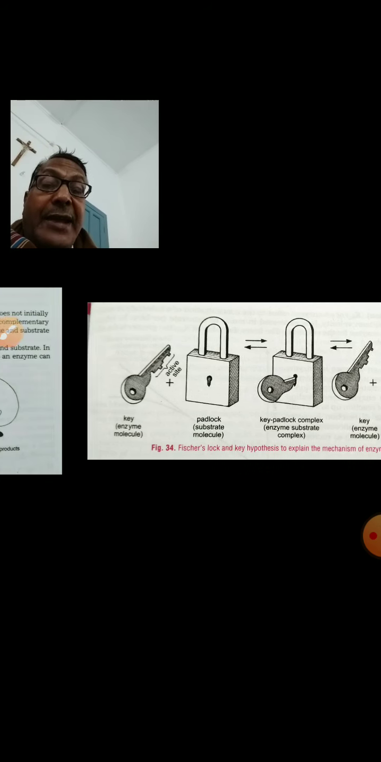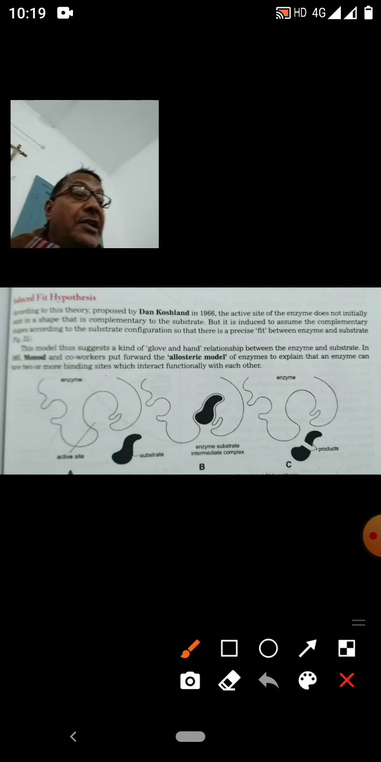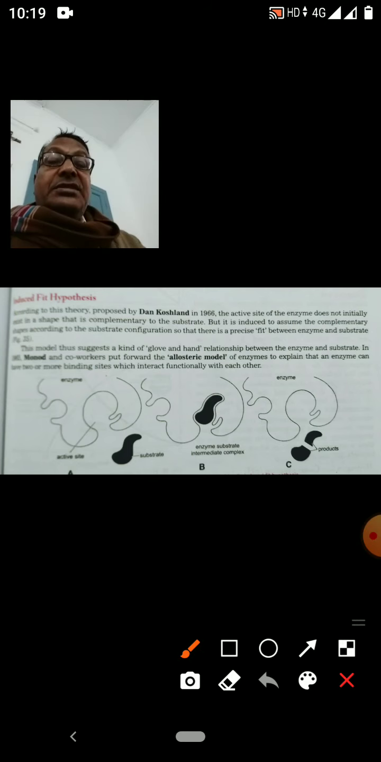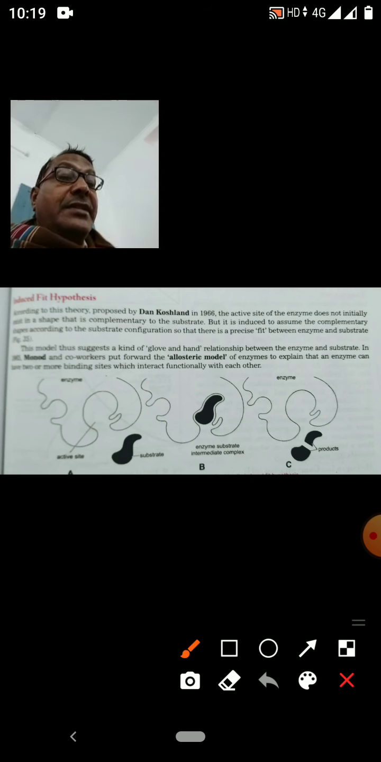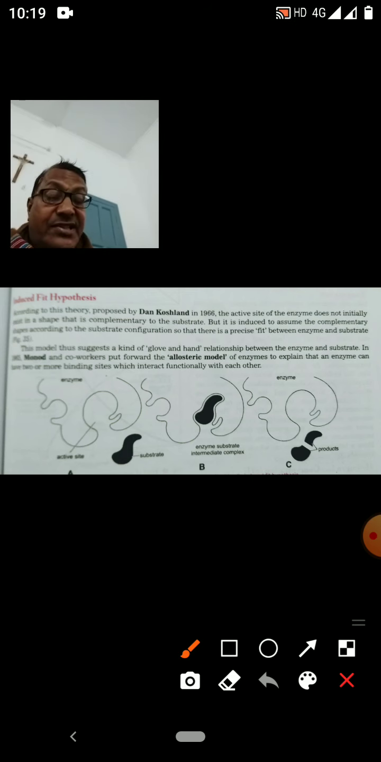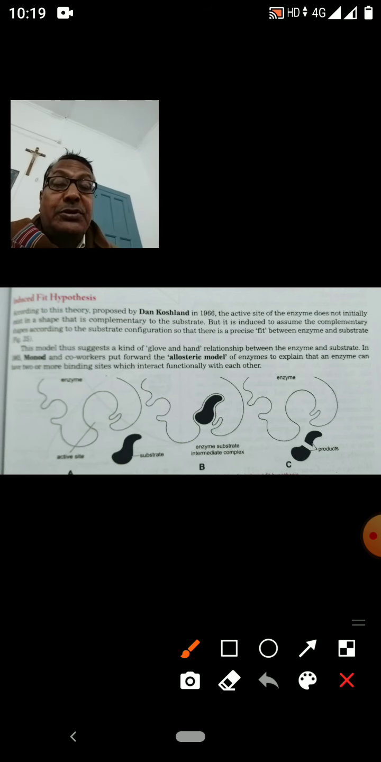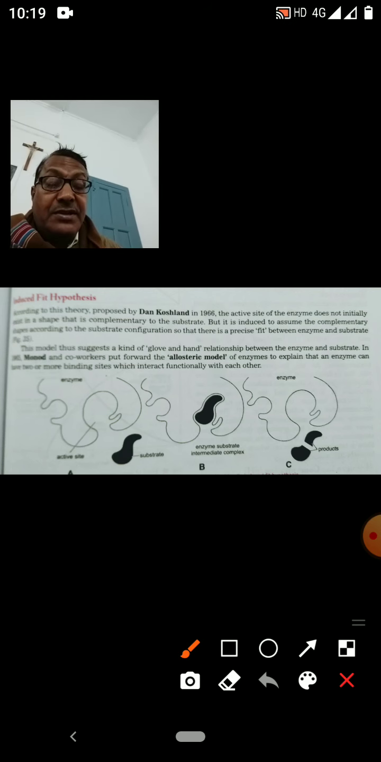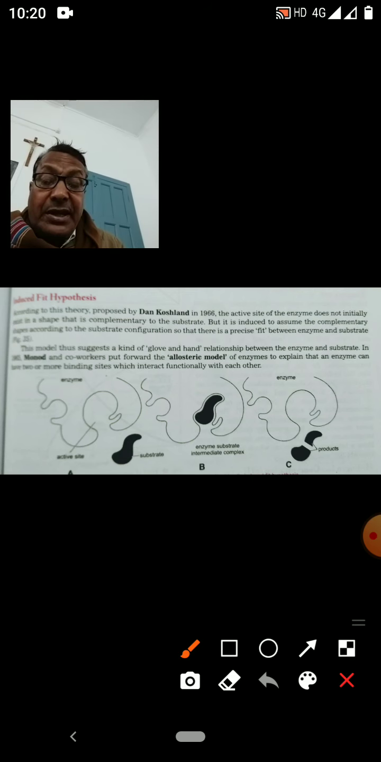There is one more hypothesis that is called the induced fit hypothesis. This hypothesis was proposed by Daniel Koshland in 1966. According to this hypothesis, the active site of the enzyme does not initially exist in a shape that is complementary to the substrate, but it is induced to assume the complementary shape according to the substrate molecules. Therefore, it is called induced fit.